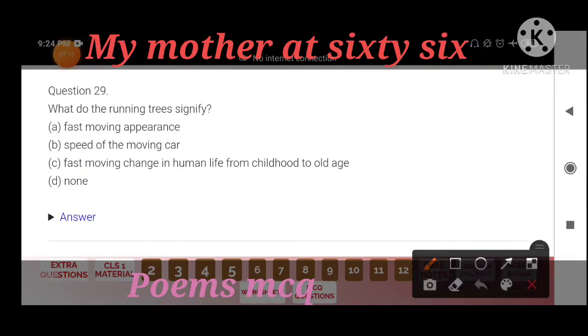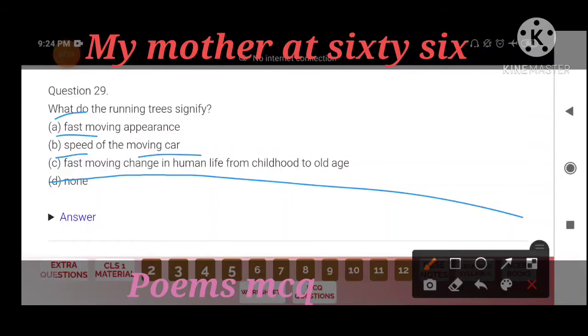Next one. What do the running trees signify? Fast moving appearance, speed of the moving car, the fast moving changes in human life from childhood to old age, and none. So right answer is C, because with the age we pass childhood time, adolescent time, young age, and finally towards the end of our life.